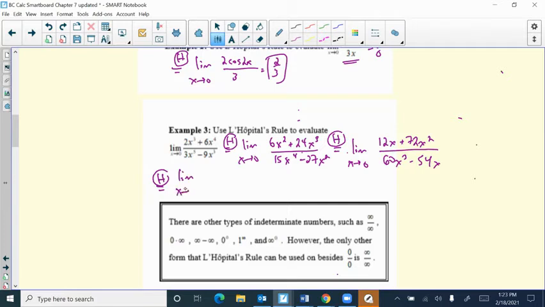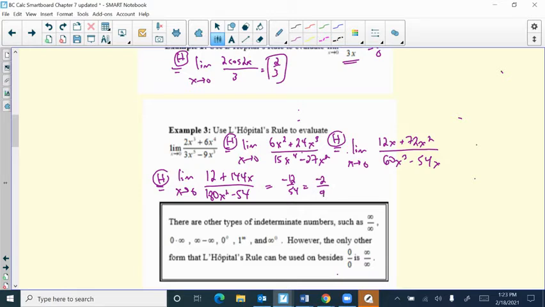So the limit as x approaches 0. The numerator now becomes 12 plus 144x, divided by 180x squared minus 54. So finally, when I put in 0, I get negative 12 over 54, both divisible by 6. So it looks like it's negative 2/9.